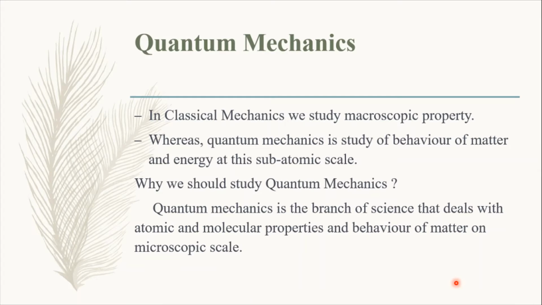So in classical mechanics, the study is of macroscopic property. In quantum mechanics, it is a microscopic property. You have to remember the difference between these two words, macroscopic and microscopic. Next is why we should study quantum mechanics. What is the importance of quantum mechanics? Quantum mechanics is the branch of science that deals with atomic and molecular properties and behavior of matter on the microscopic scale. In quantum mechanics, we are going to study the behavior of photons, electrons, protons, which are microscopic. So in this, the study is limited to the microscopic scale.